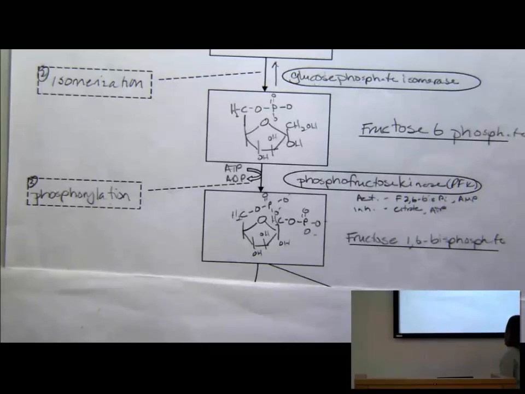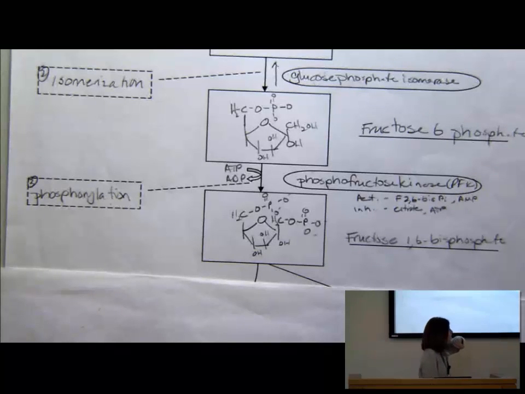And it's a phosphorylation. ATP comes in, ADP goes out, so we're investing energy. And the activators are fructose 2,6-bisphosphate and AMP. The inhibitors are citrate and ATP. Activators: fructose 2,6-bisphosphate, AMP. Inhibitors: citrate and ATP.